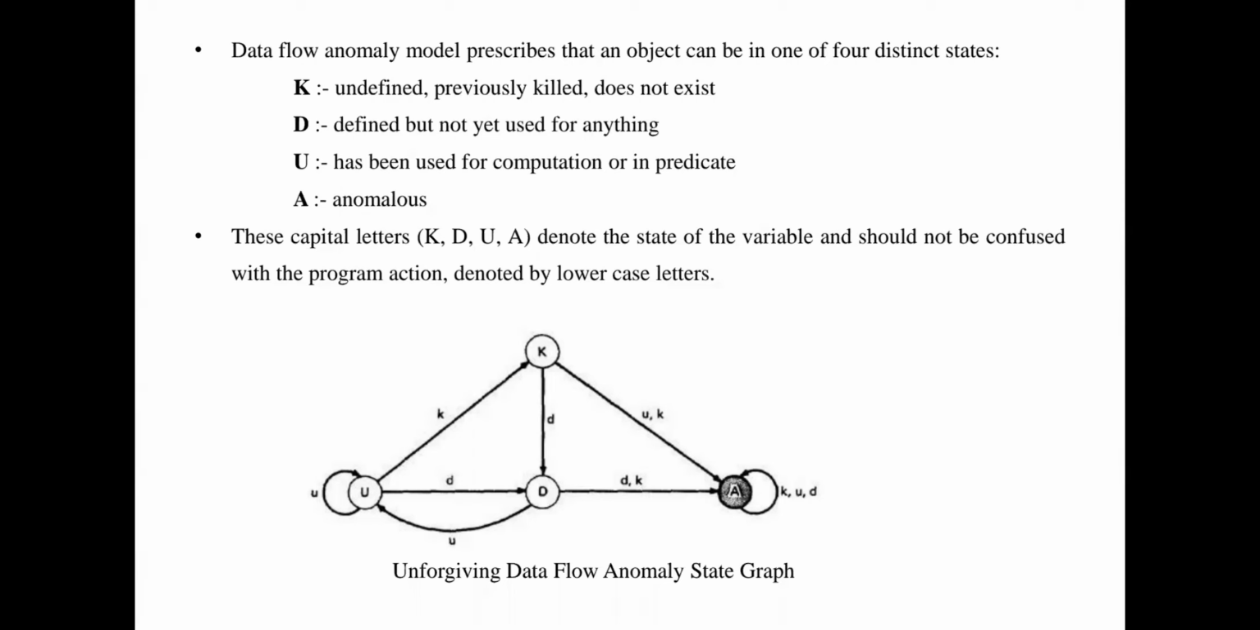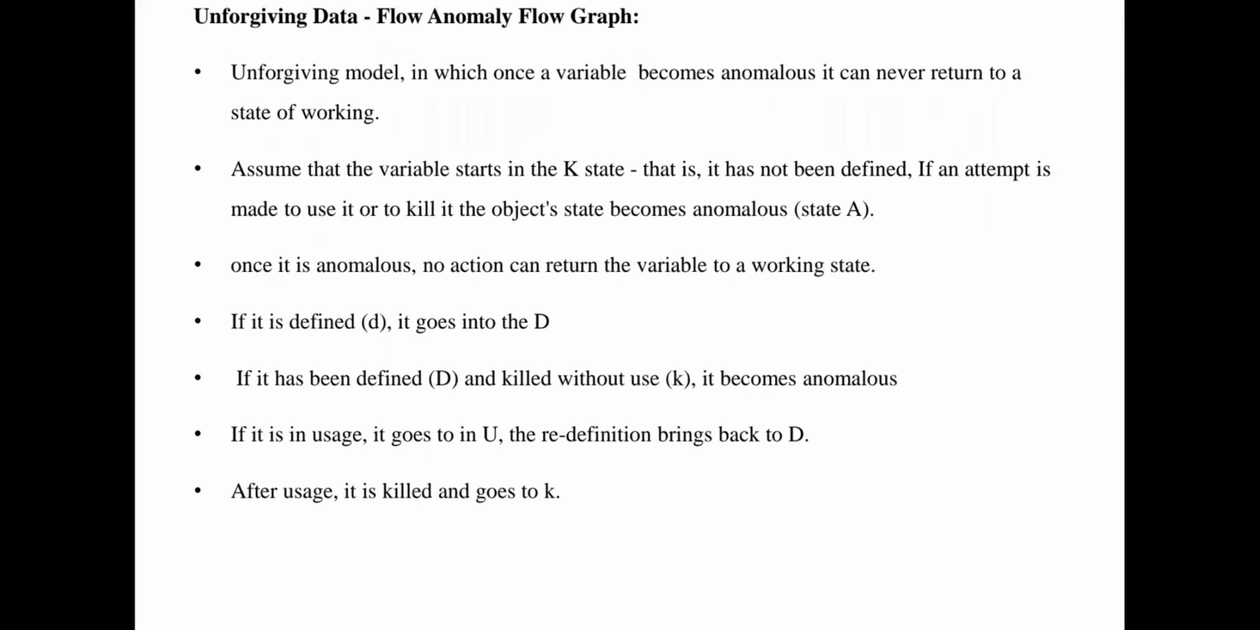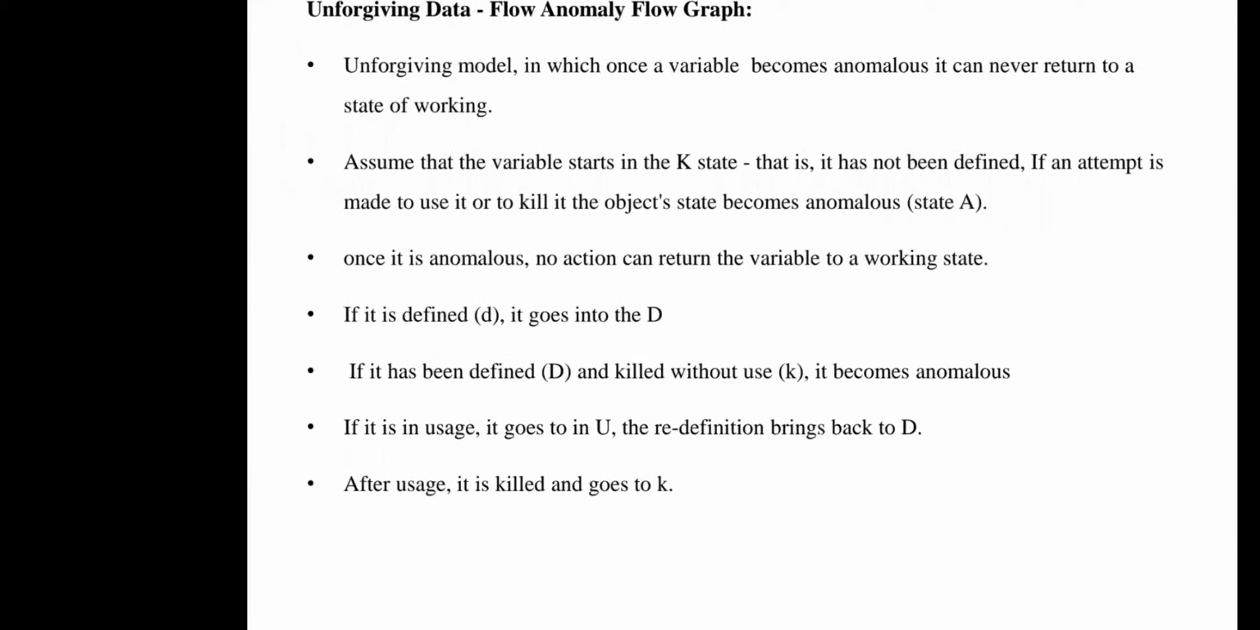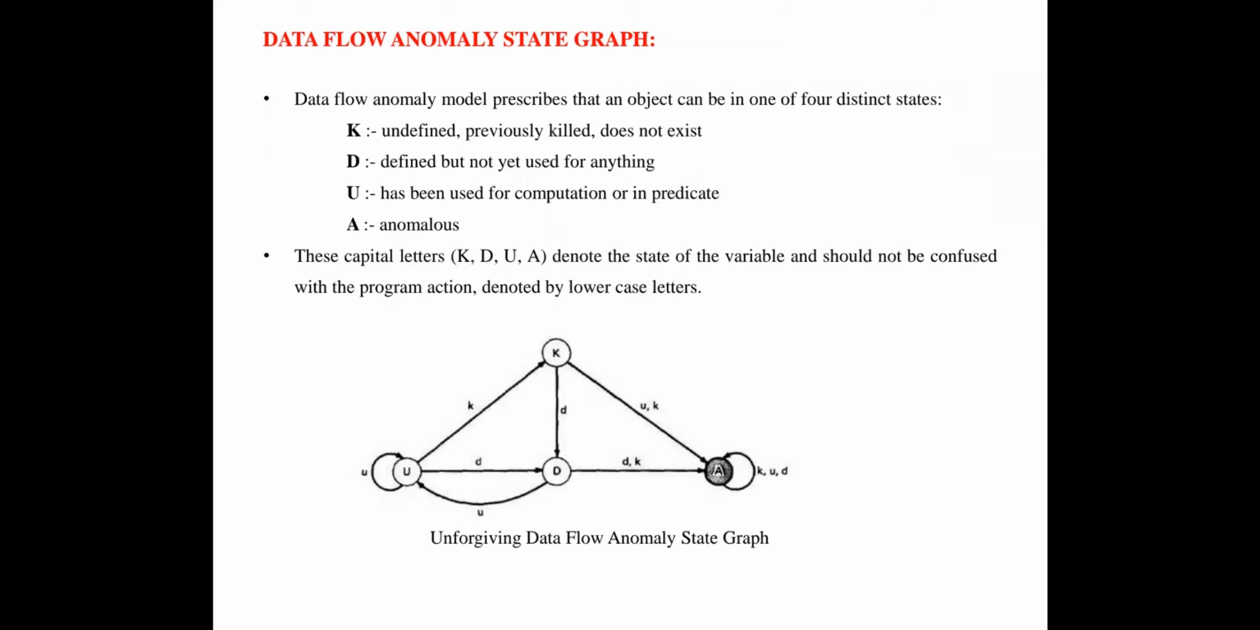Okay. Once it is anomalous, no actions can return the variable to a working state. That is a very important point in unforgiving data. Okay. From the kill state you can go to the defined state, then it goes into the D state. So if it has been defined and killed without using, it becomes an anomaly. After defining, you are not using that data object, you are directly killing it, then again it goes to the anomaly state DK. Again that variable is not used further.